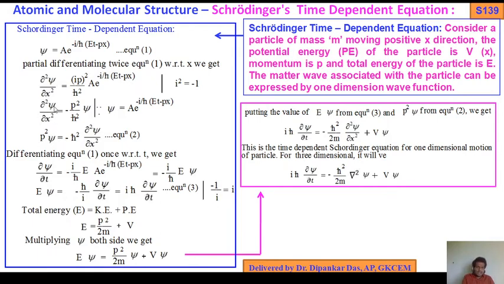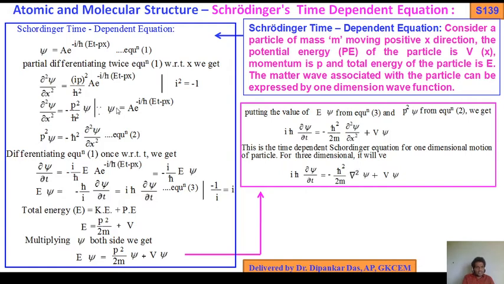Or you can write del square psi by del x square equals minus p square by h bar square into psi. Why have I put minus? Because i is a complex number and i square equals minus 1, so that's why I put the negative sign.